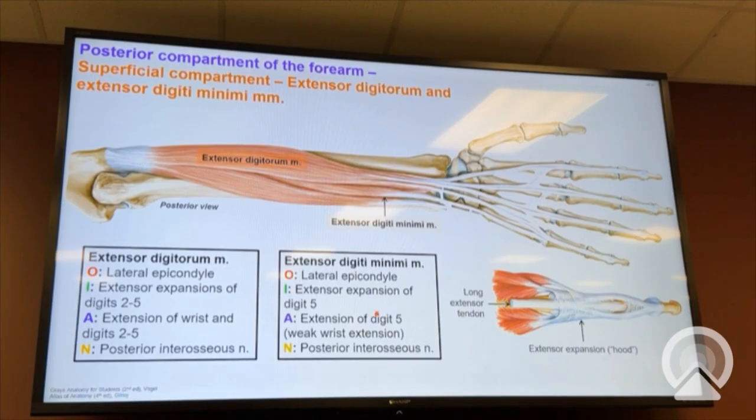All right, not so bad, so extensor digitorum. There's a little tiny guy off the side of extensor digitorum. Its muscle mass is not independent from extensor digitorum. So if you're in the dissection lab and you find this little dedicated tendon for the little digit, its muscle mass is really extensor digitorum. So it's now to the little digit.